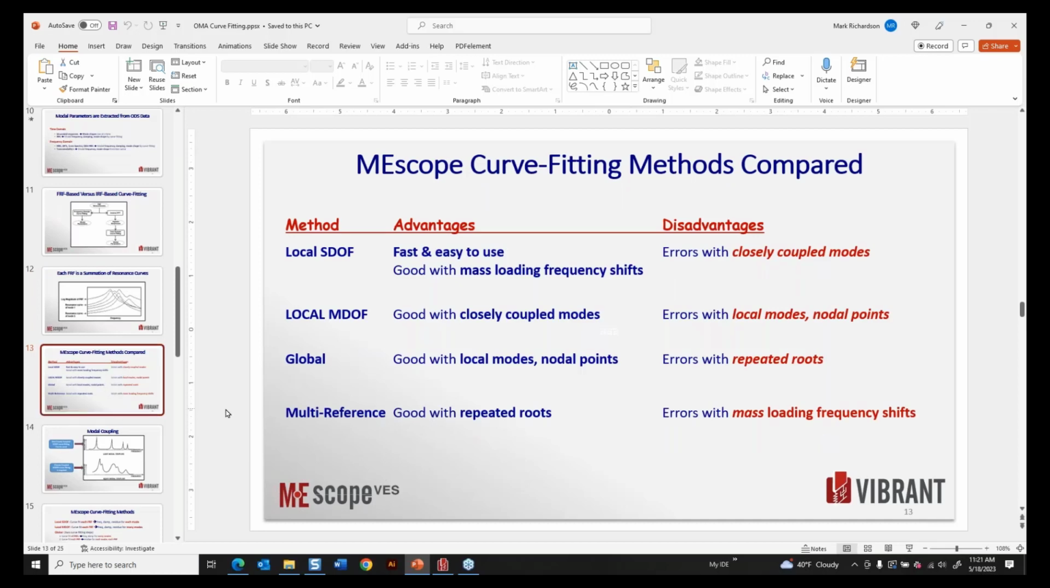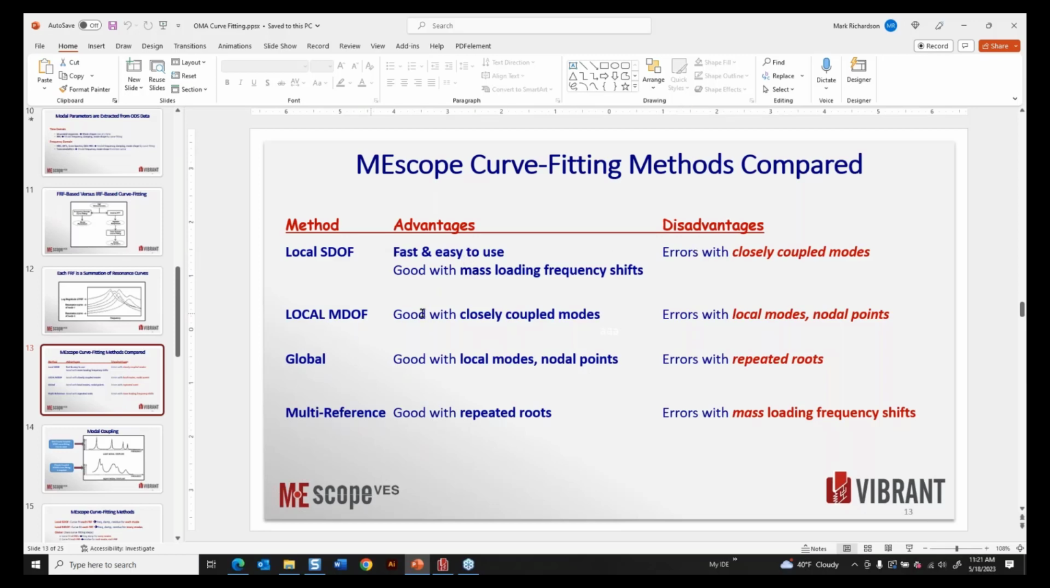In MEscope, we've got several curve fitting methods: a local SDOF, a local MDOF. SDOF stands for single degree of freedom or single mode. MDOF means multiple modes, multiple degrees of freedom, global, and multi-reference. And each of these has advantages and disadvantages. It's kind of a food chain in a sense. Local SDOF's disadvantage is closely coupled modes, because I can't curve fit one mode at a time.